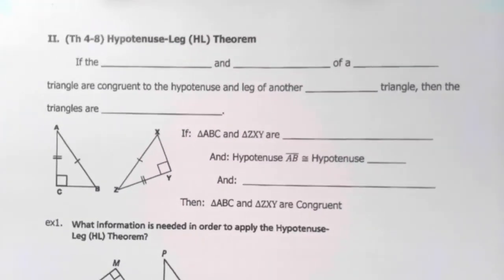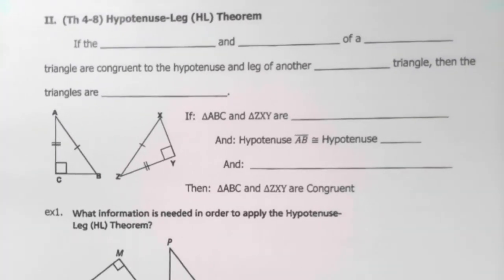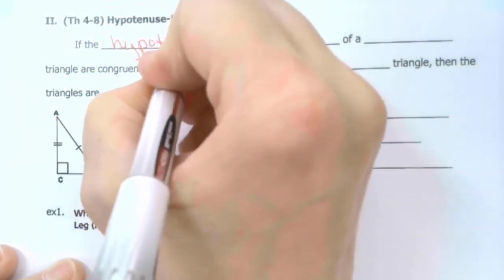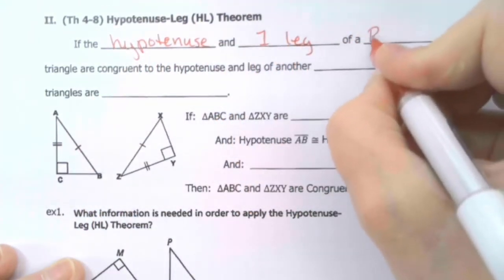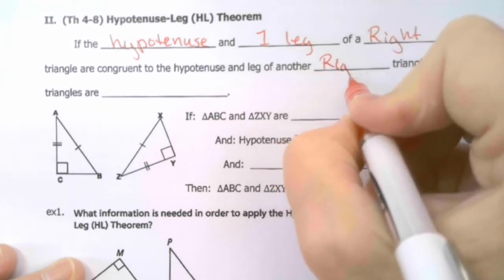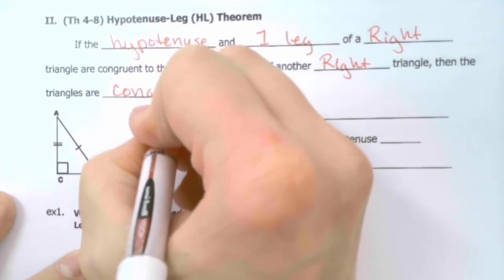Okay, Hypotenuse Leg Theorem. This is the triangle congruence theorem that is only good for right triangles, but it's a really nice shortcut to other ways. So here we go. It says, if the hypotenuse and one leg of a right triangle are congruent to the hypotenuse and leg of another right triangle, then the triangles are congruent. So this one is unique.